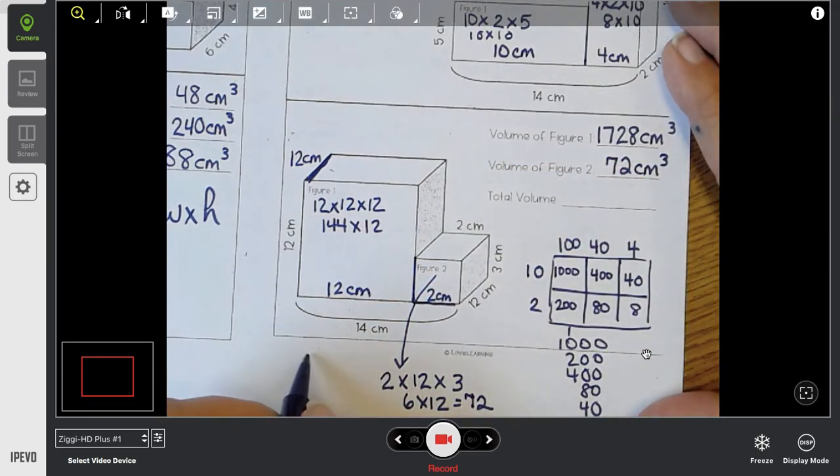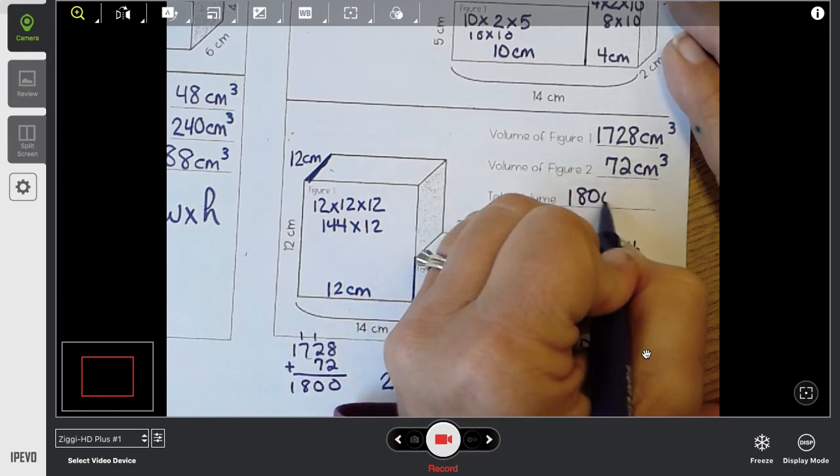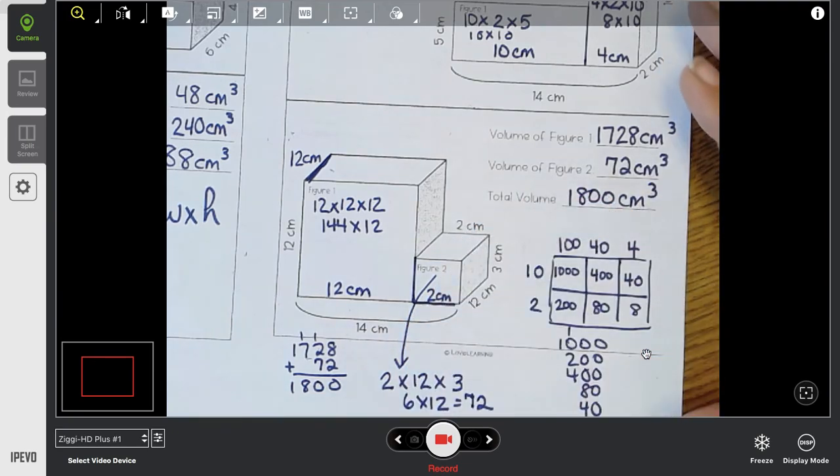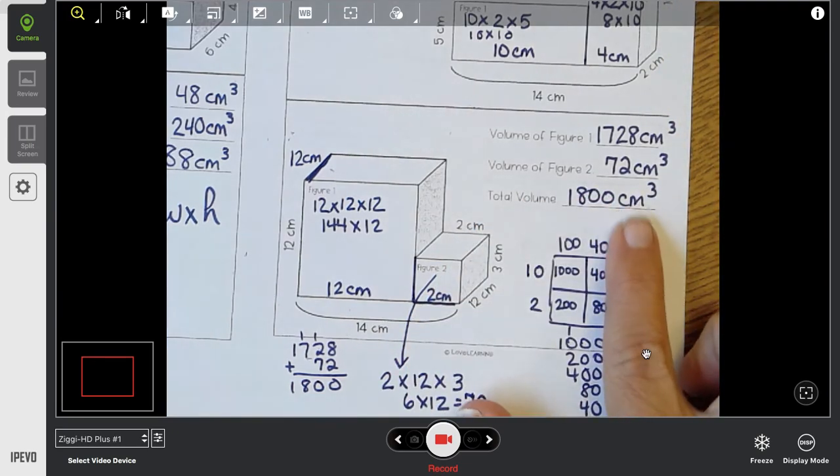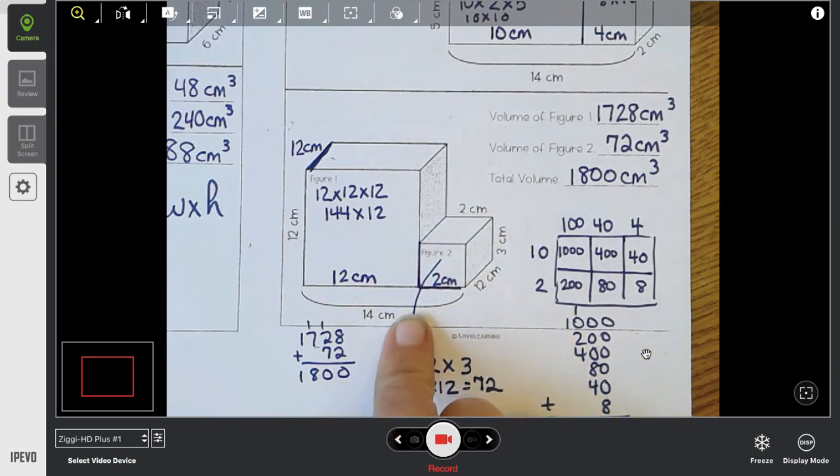So now I just need to add them together. 1,728 plus 72 is 1,800 cubic centimeters. And again, a much larger volume because I'm using much larger dimensions.